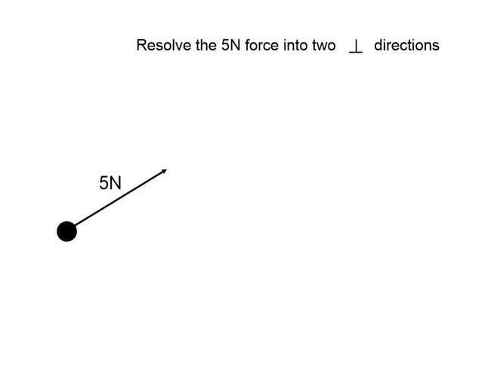Resolving this 5 Newton force into two perpendicular directions is doing the exact opposite of what we've just seen. So we start with a right angle triangle, and we need to work out these two missing values. And typically the angle here is given, and using that angle we can work out the two missing sides.